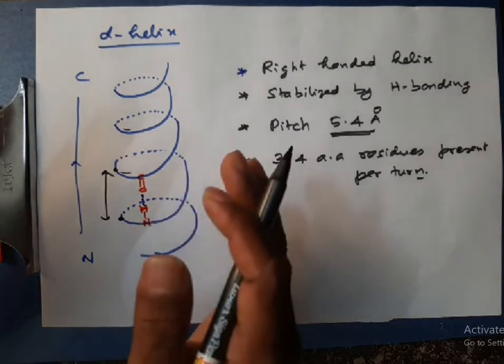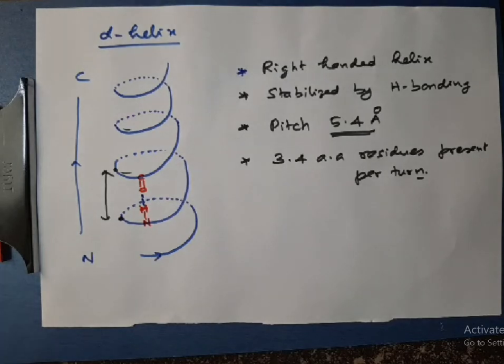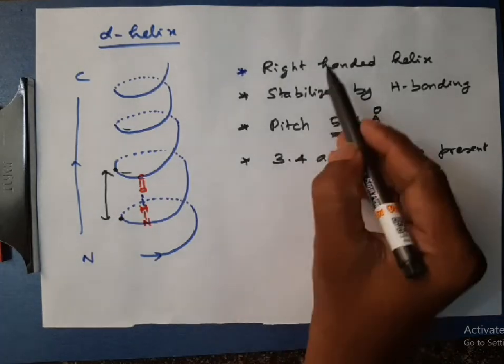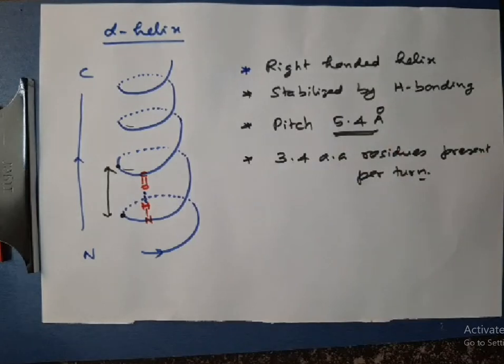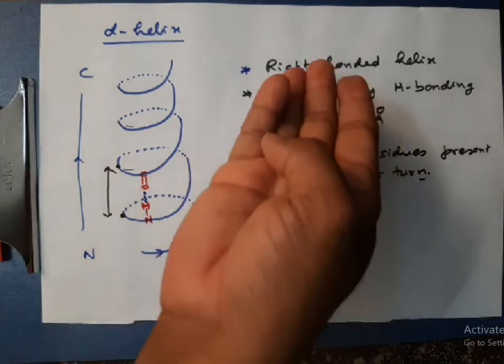This is the alpha helical structure. Keep this in mind, very, very important. Why is the alpha helical structure a right-handed helix? Why is the alpha helix right-handed? Students? Because all amino acids are L amino acids. Simple. In protein, the amino acids present all are L amino acids. That is why they form a right-handed helix.